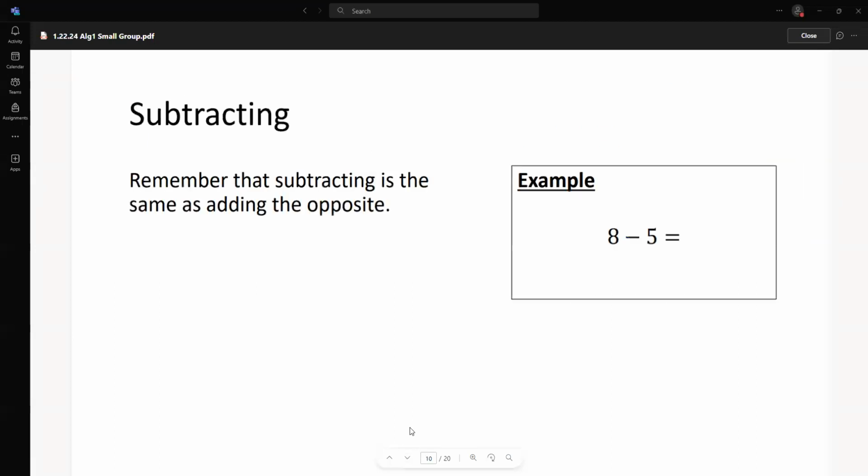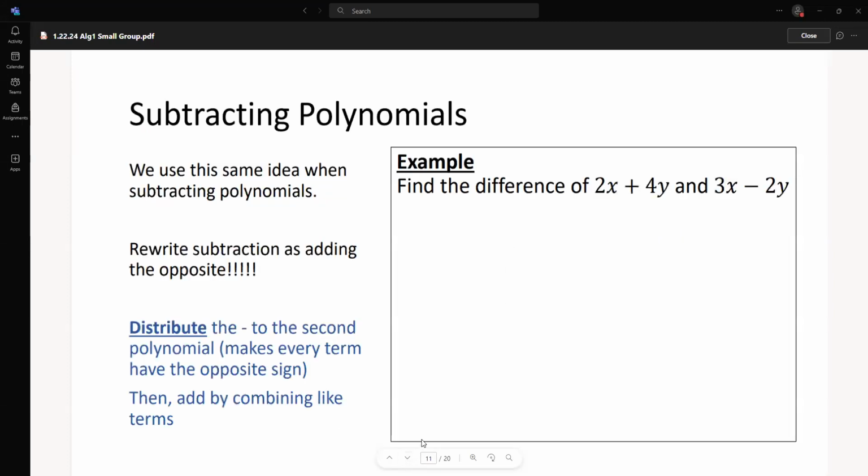Now we're going to get to subtracting. It's the same principle as adding. You're doing the exact opposite. So let's go ahead and get into these problems. But before we do that, I want to quickly solve an example and show you guys what I'm talking about.